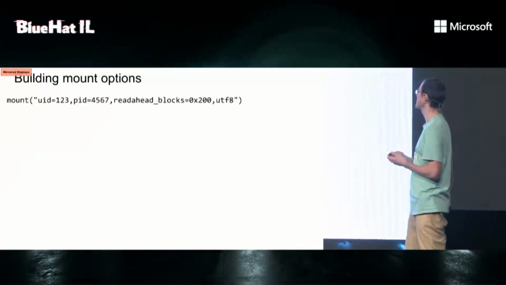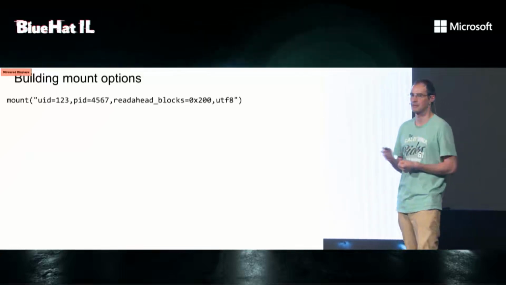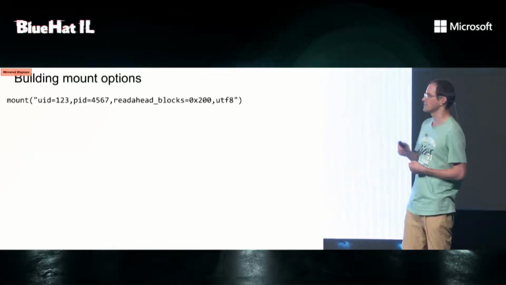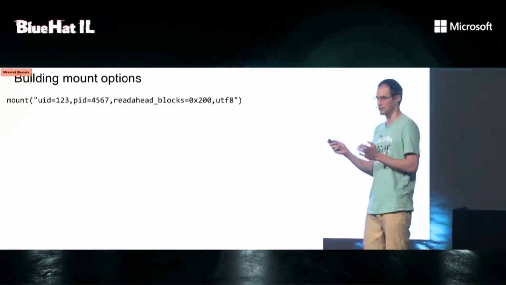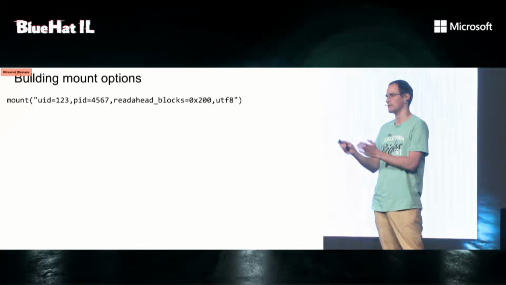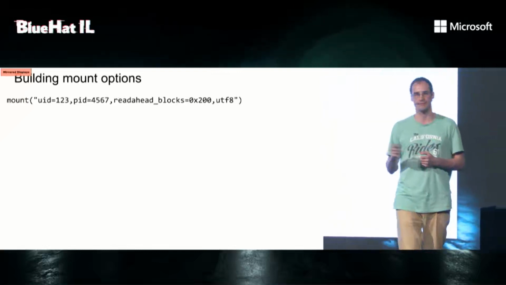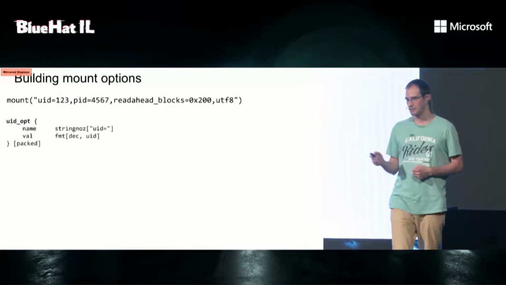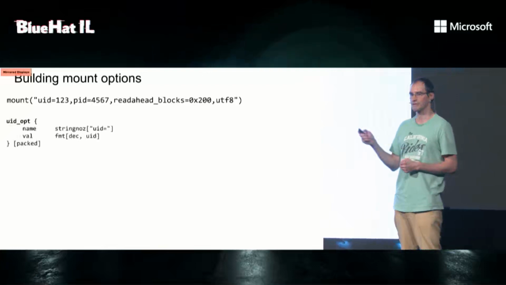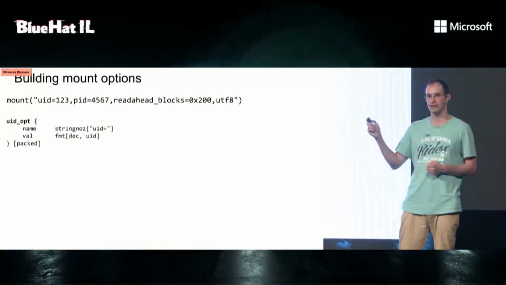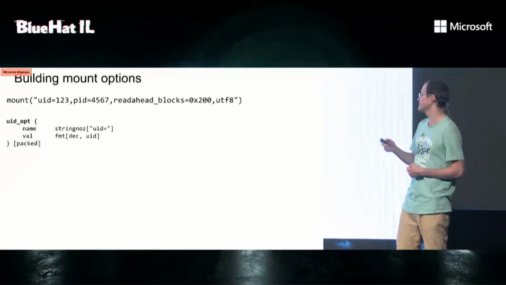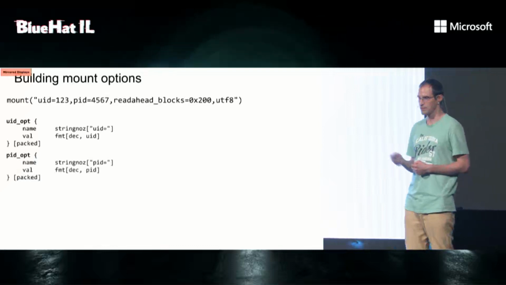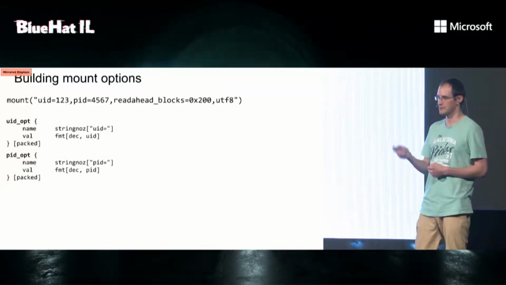Okay, so let's look at an example of how we can describe, for example, this thing. Let's say we want to describe the mount system call, and it accepts, in particular, a string which contains a set of arguments, each of which has a name, equals, and a value. Values can be different. Some arguments don't have values. So let's start bottom up. First of all, we describe the UID option as a structure. The first field contains a string, uid=. Then the second field contains a UID resource formatted as a decimal number. Similarly, we describe the PID option. We just use the PID resource.